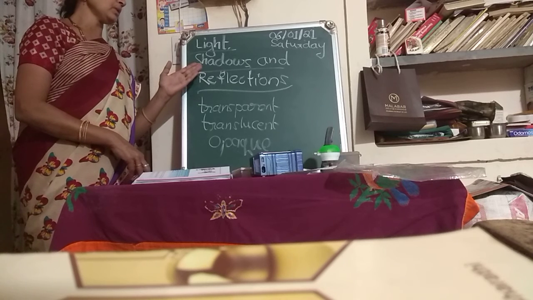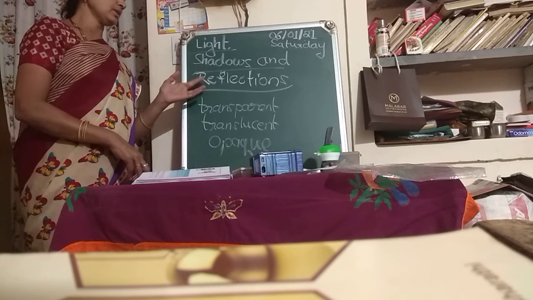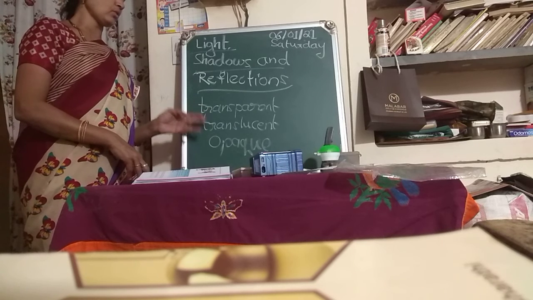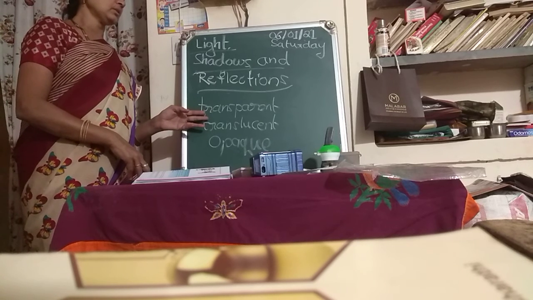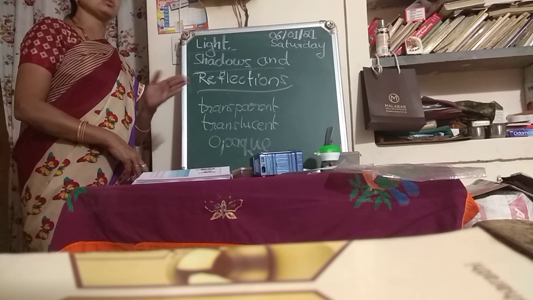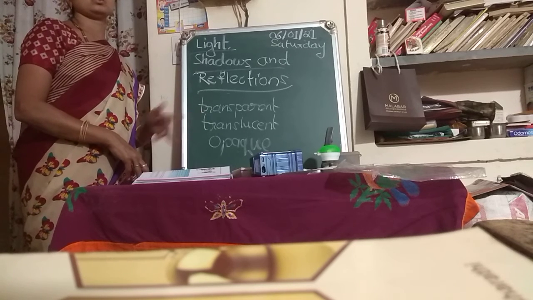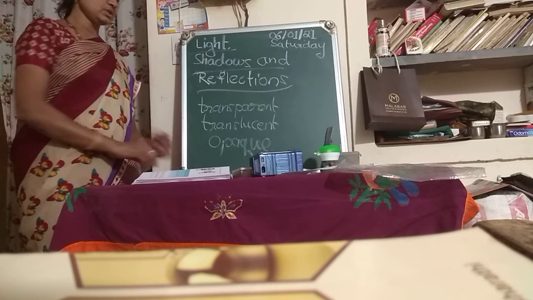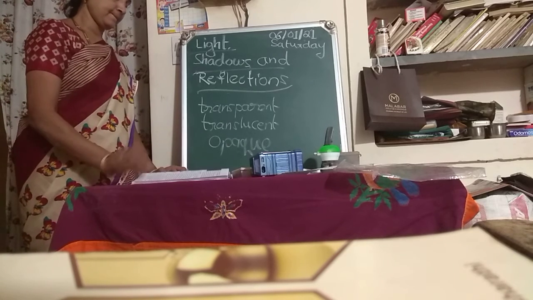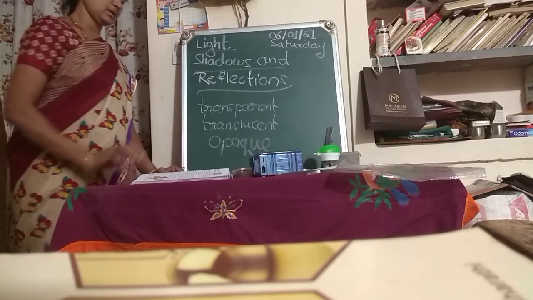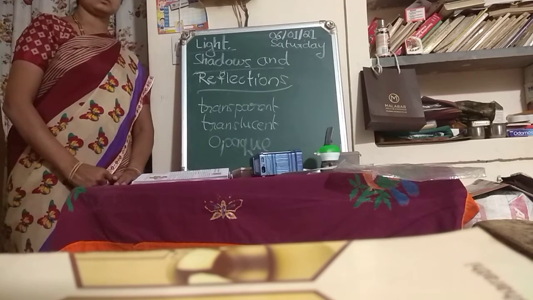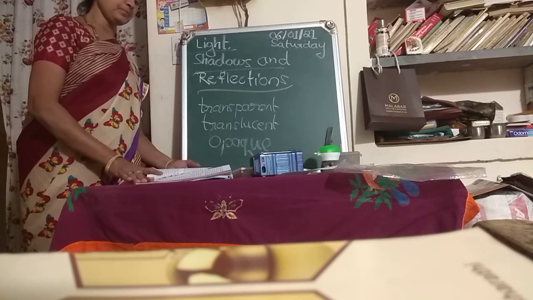So this is about the light, how the shadows form, what the reflections are, and the three kinds of objects depending upon whether light travels through them, partially, or does not pass through them. So this is the lesson, chapter number, light, shadows and reflections. Let me summarize the lesson once again.